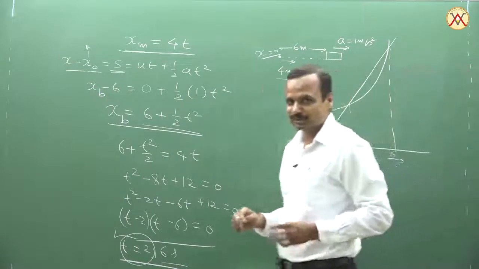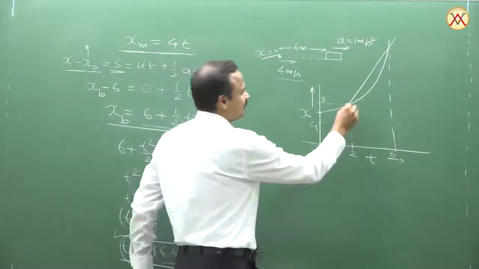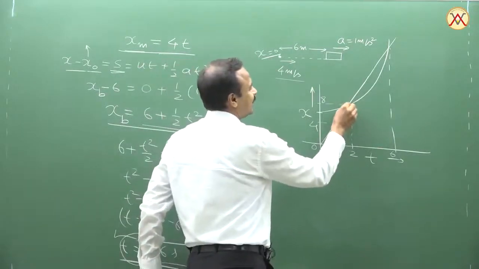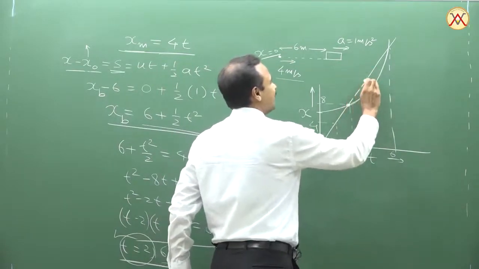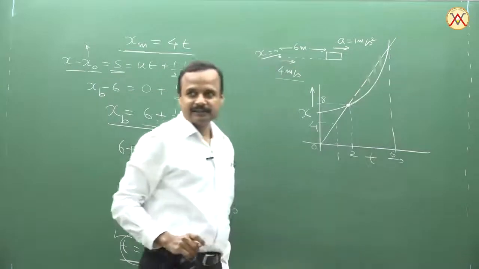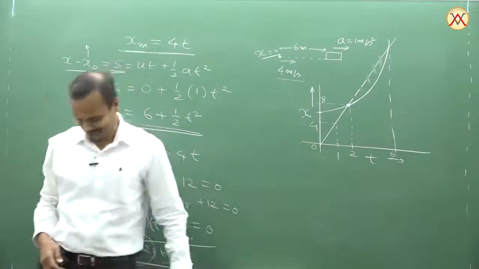In a practical situation, no. Man is desperate to catch the bus, so he will climb the bus here itself, and then his graph will merge with the graph of bus. We should make this a dotted line, isn't it? So you have to think practically in such situations.